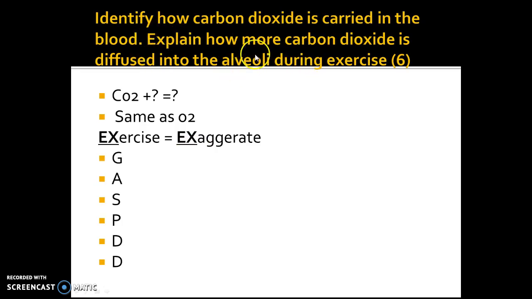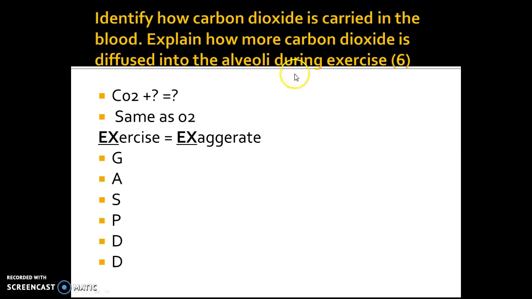It's looking at how more carbon dioxide is diffused into the alveoli during exercise. So we're talking about blood and alveoli. The key thing we're focusing on here is that we have to exaggerate because it's exercise. So when we get down to here and here, we must make sure we are really exaggerating. I'll explain that as we move through. Remember, anything to do with diffusion other than oxygen diffusion at the muscle tissue during exercise, muscle X, Mexican, that's the only time we use the Dr. Taco. Everything else is GASP-DD.